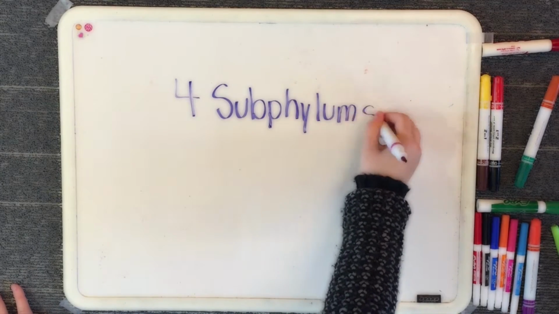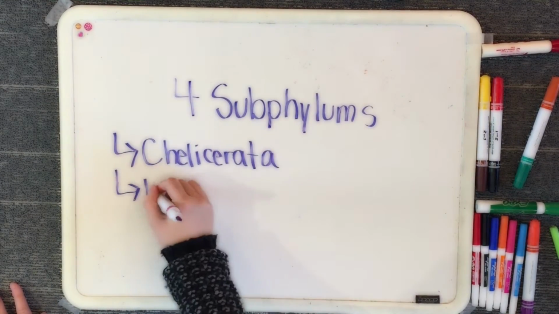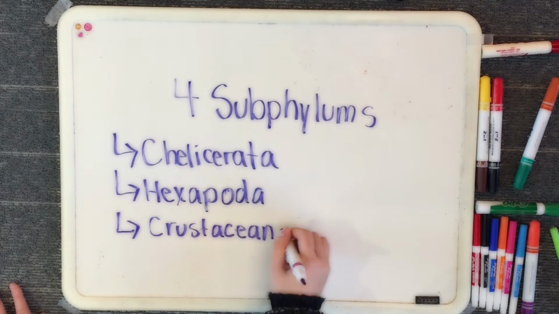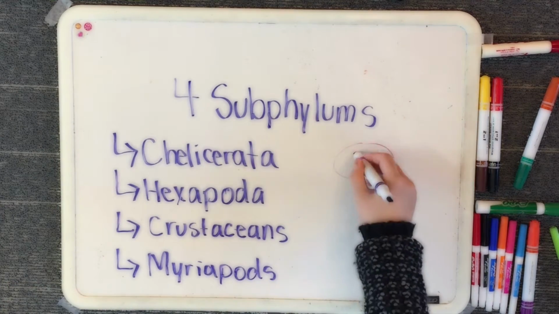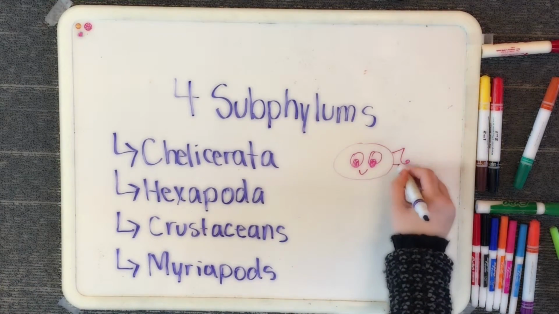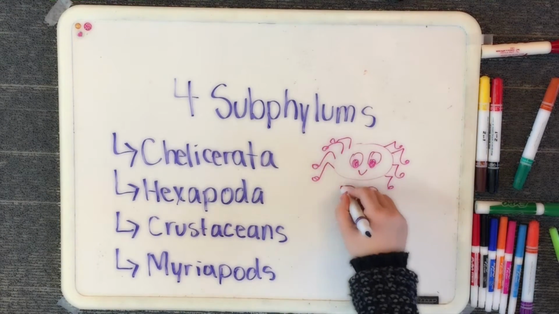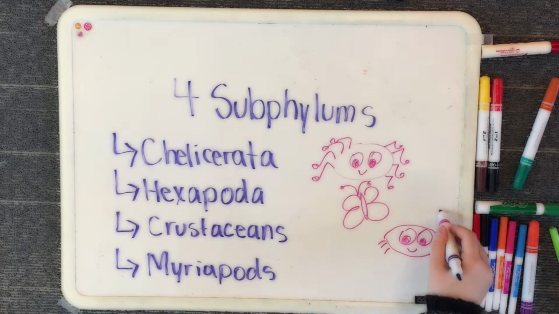Subphylums. The phylum Arthropoda is divided into 4 subphylums: Chelicerata, Hexapoda, crustaceans, and Myriapoda, which are all characterized by jointed limbs and cuticles. Some examples of chelicerates include spiders, scorpions, mites, and horseshoe crabs. Examples of hexapods include beetles, butterflies, moths, ants, and flies.